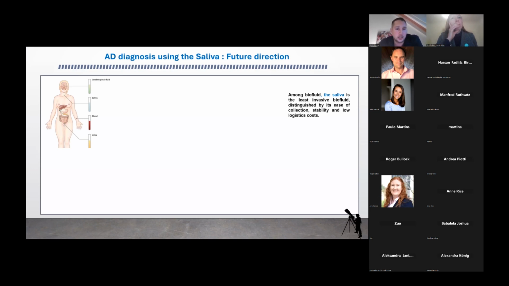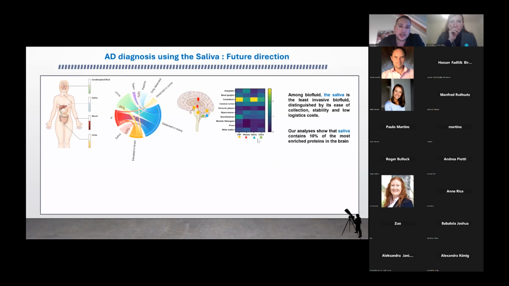Of course, blood is very well known for Alzheimer's disease, but we also have saliva, and saliva is the least invasive biofluid, and it's very practical for different reasons. Recently we analyzed the data with a meta-analysis, and we observed that saliva contains approximately 10% of the elevated proteins from the brain, exactly the same percentage as plasma, suggesting that saliva is also very interesting for the diagnosis of Alzheimer's disease.